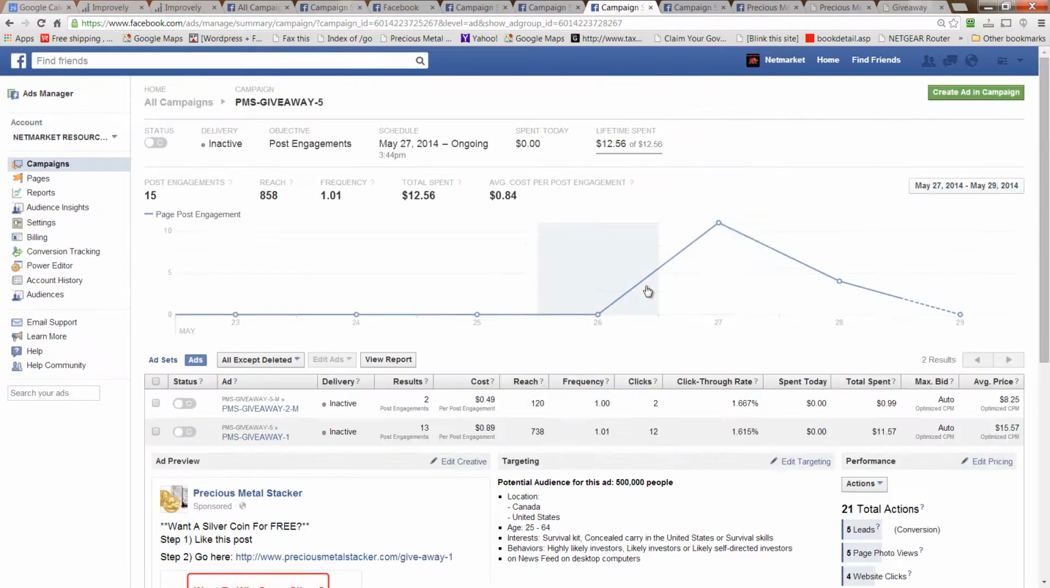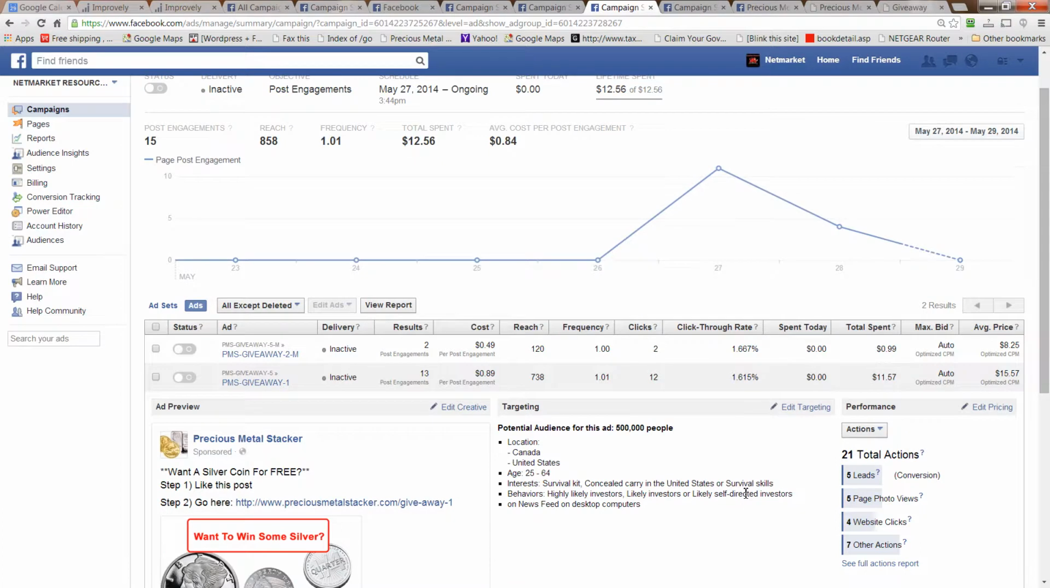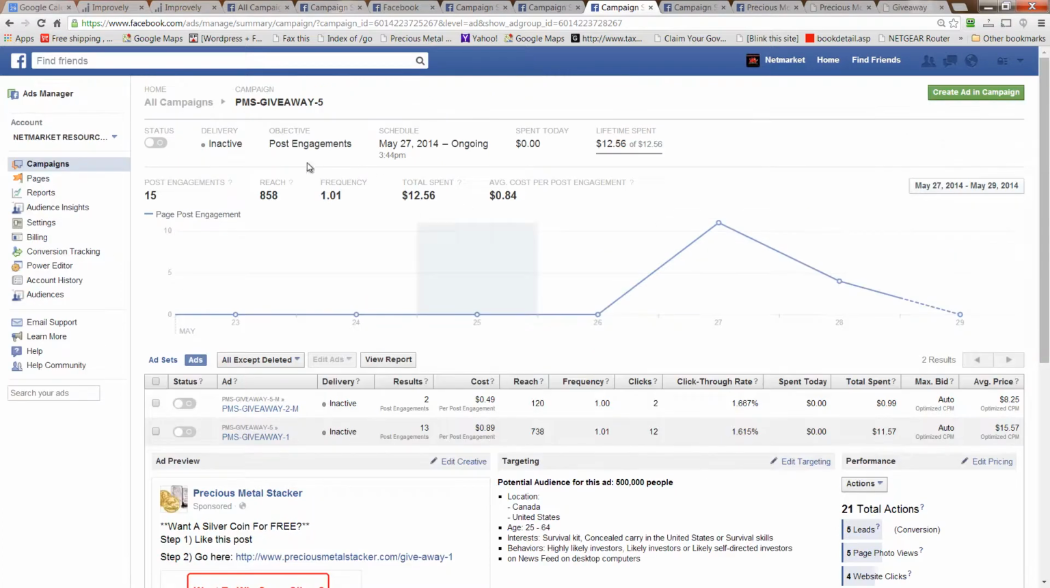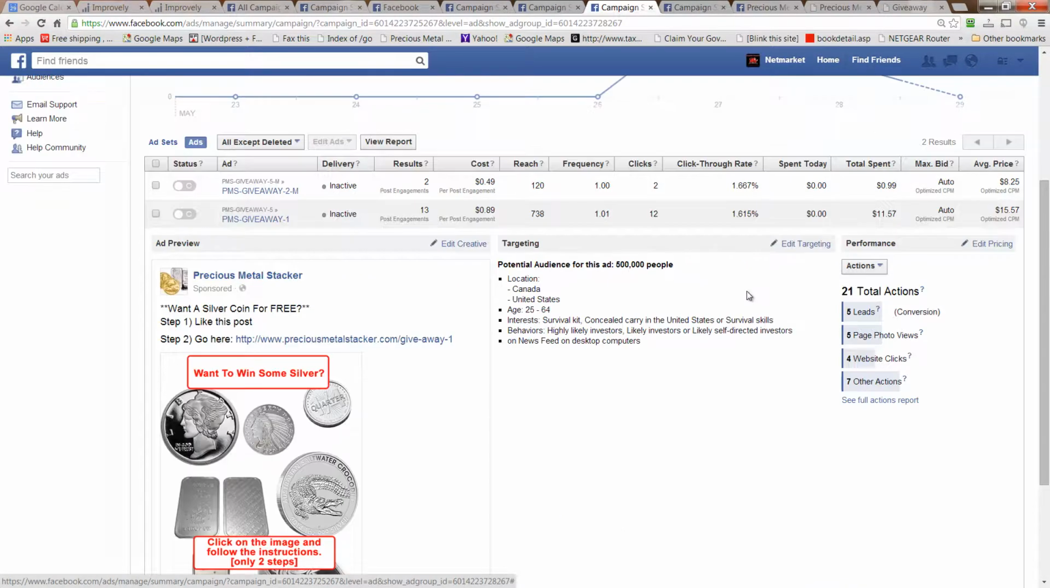Okay, the next split test we did, we said, well, let's test survival. Let's see how people act in survival. Again, we kept it the same with the post engagements, but we changed the interest to survival, and we kept the behaviors the same. And again, we separated mobile traffic from desktop traffic.